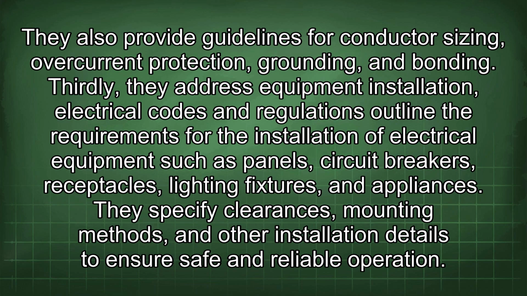Thirdly, they address equipment installation. Electrical codes and regulations outline the requirements for the installation of electrical equipment such as panels, circuit breakers, receptacles, lighting fixtures, and appliances. They specify clearances, mounting methods, and other installation details to ensure safe and reliable operation.